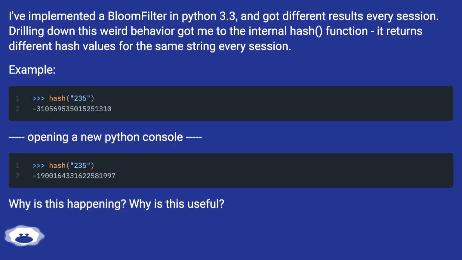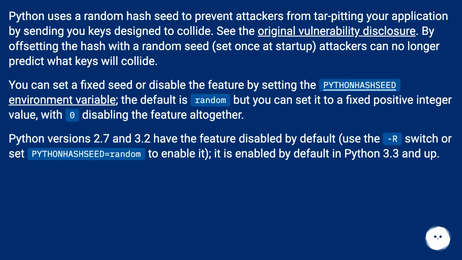Opening a new Python console. Why is this happening? Why is this useful? Python uses a random hash seed to prevent attackers from targeting your application by sending you keys designed to collide. See the original vulnerability disclosure.